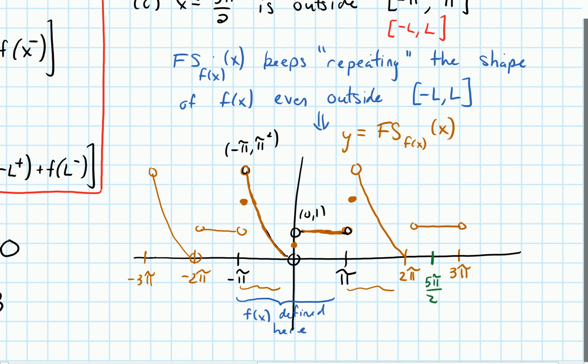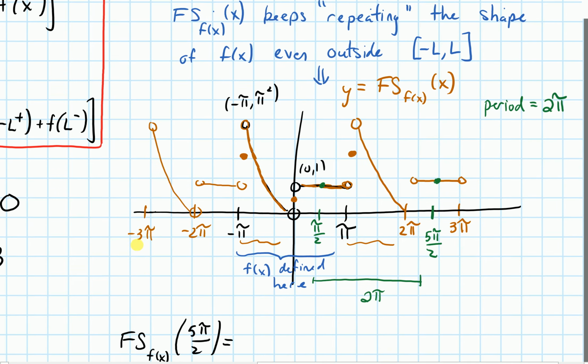So if I want to know what 5 pi over 2 is, I'm going to use the periodic nature of the Fourier series. It has a period. Period is like the length of time that passes before it repeats. The period is 2 pi. Okay, so if I go back 2 pi from where 5 pi over 2 is, I end up at pi over 2. So notice that the y value at 5 pi over 2 should be the same thing as what the y value was at pi over 2.